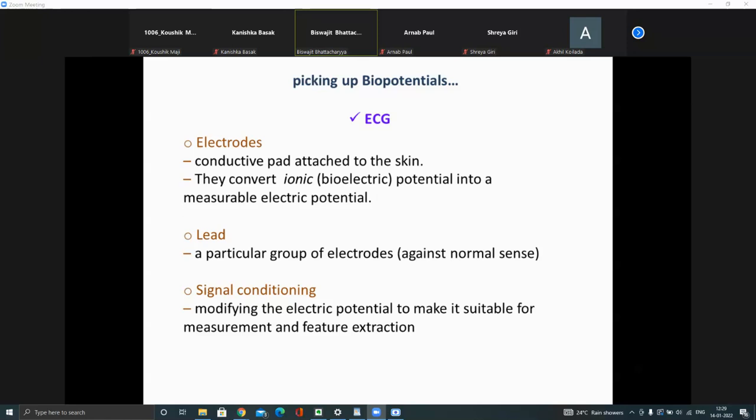And signal conditioning is where we modify the electric potential to make it suitable for measurement and for extracting features at a later stage.